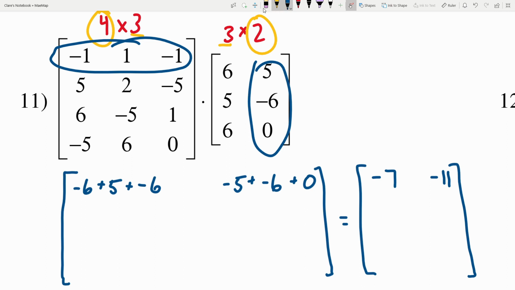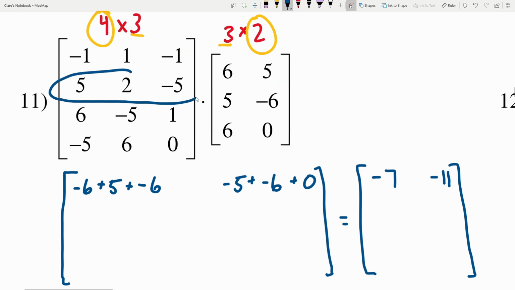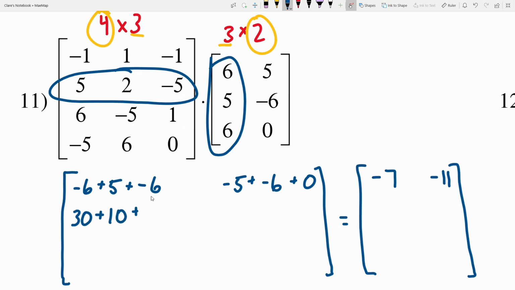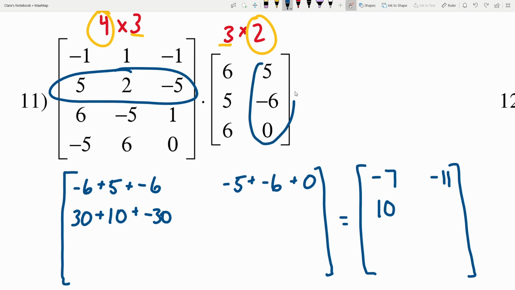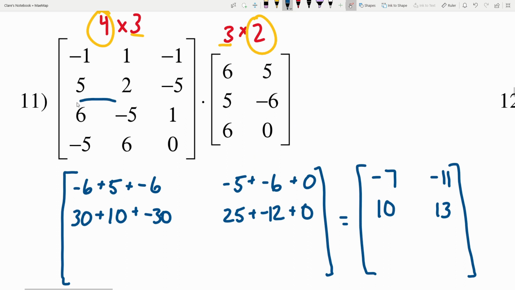So continuing on, let's now look at our second row. So dotting the row with that first column, I'll have 5 times 6, which is 30, plus 2 times 5, which is 10, plus negative 5 times 6, which is a negative 30. 30 plus 10 plus negative 30 is going to give me a positive 10. And then for the second row, second column, I have 5 times 5, which is 25, plus 2 times negative 6, which is negative 12, plus 0 times negative 5, which is 0. 25 minus 12 is going to be a positive 13. So now I'm done with that second row. Moving on to the third row, 6, negative 5, 1.